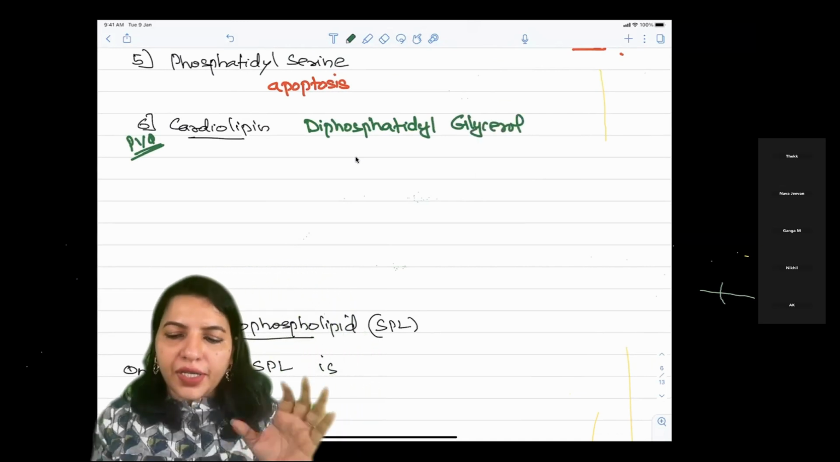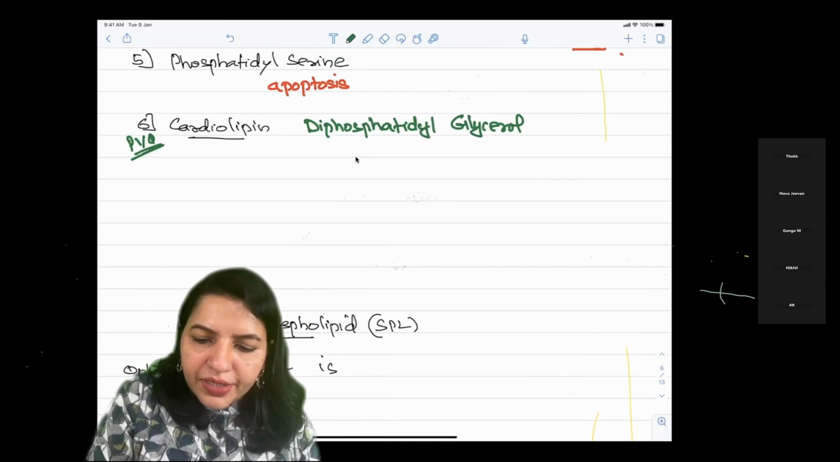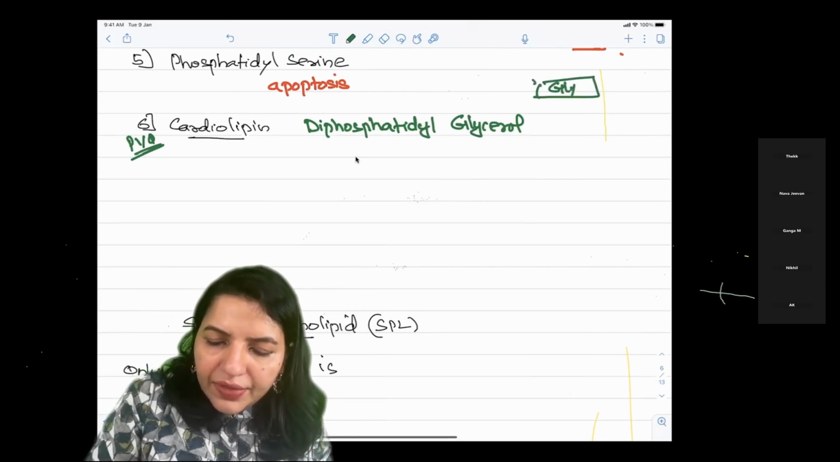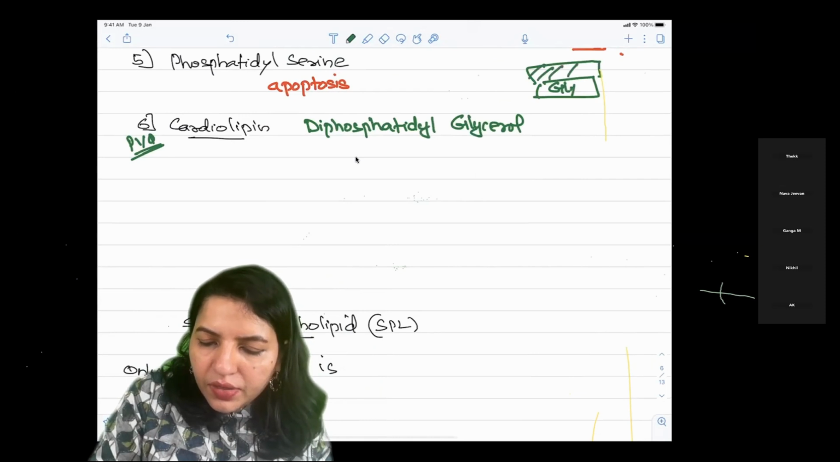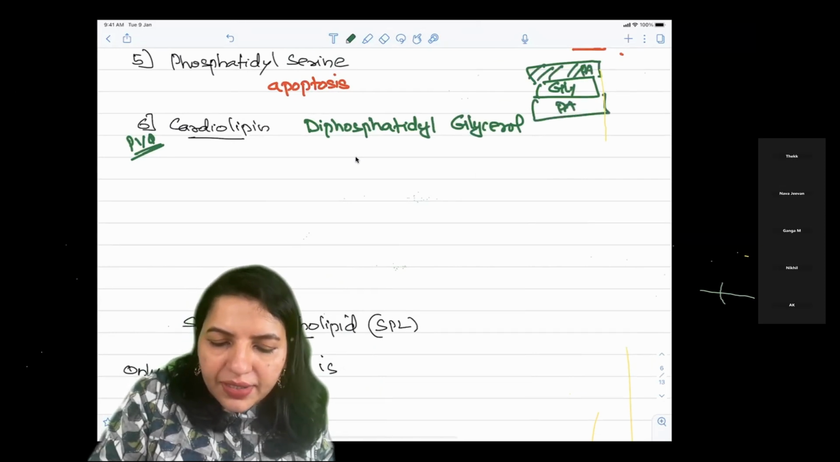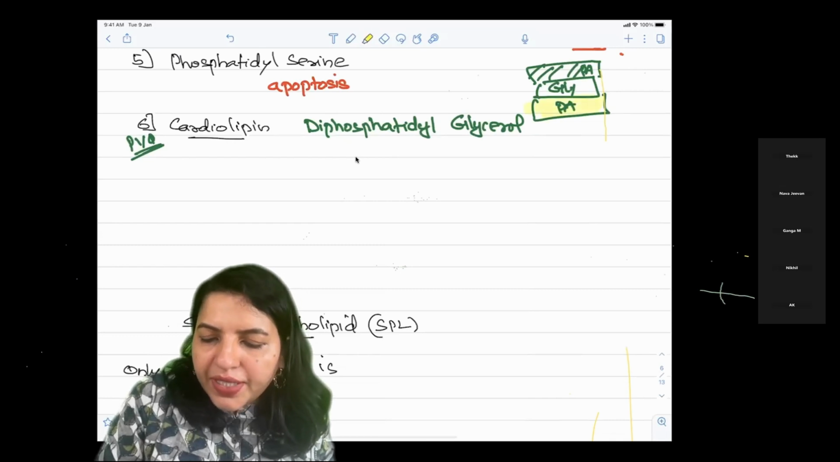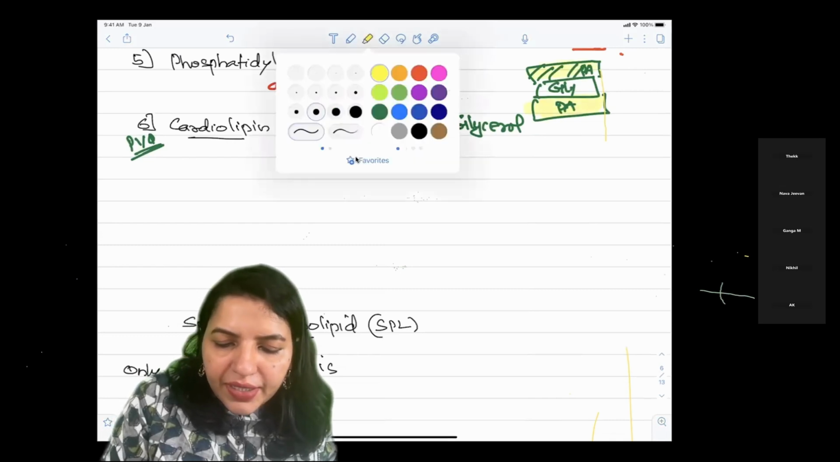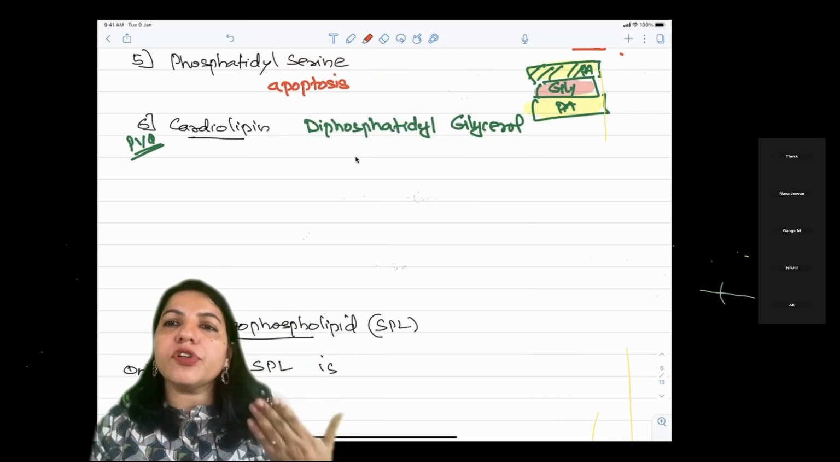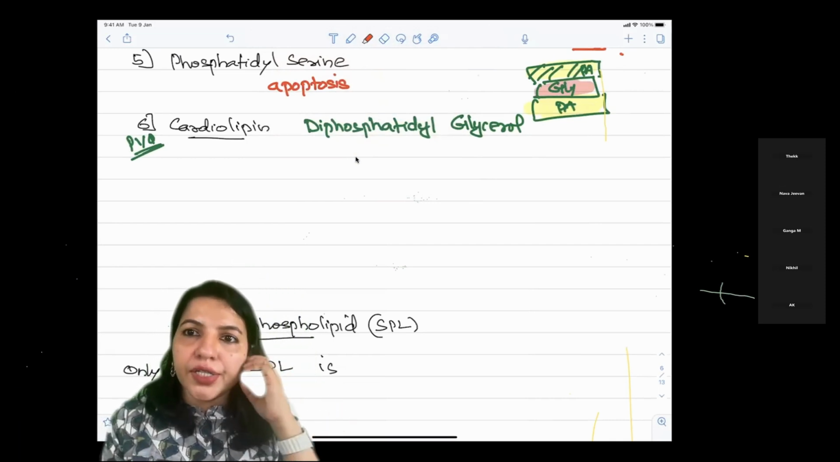Which means a glycerol, you just understand it like this. It is a glycerol which is sandwiched between two phosphatidic acids. There is a phosphatidic acid here, another phosphatidic acid here, and in the middle part you can find glycerol. So that is what is called diphosphatidylglycerol. It is otherwise cardiolipin.